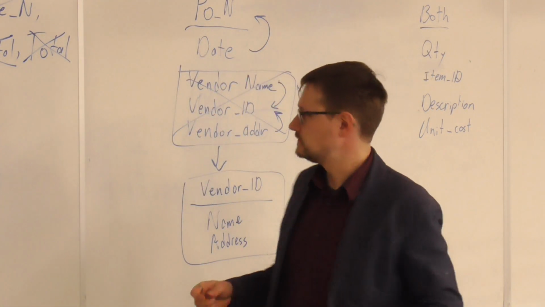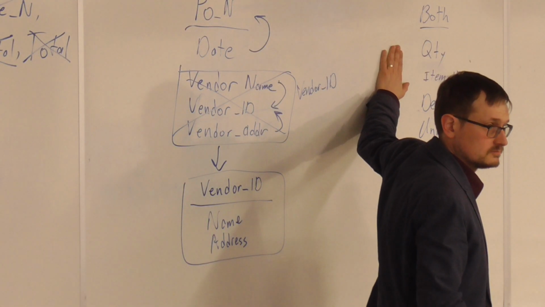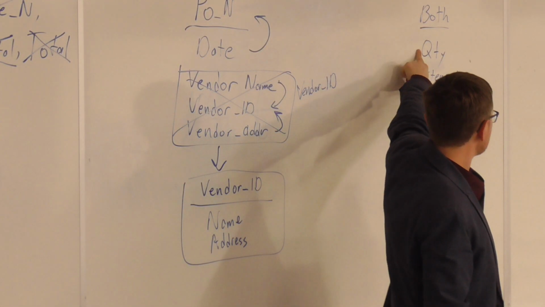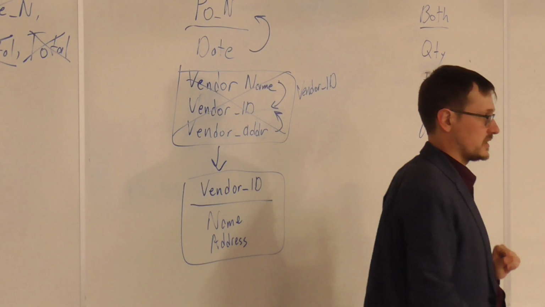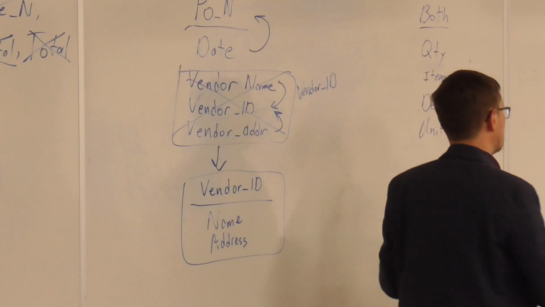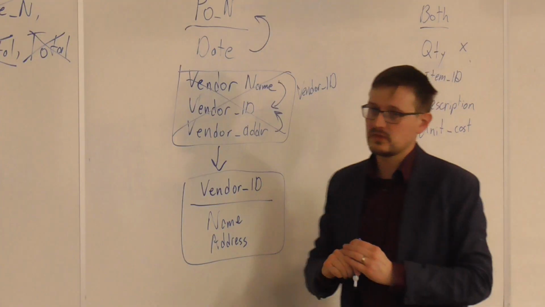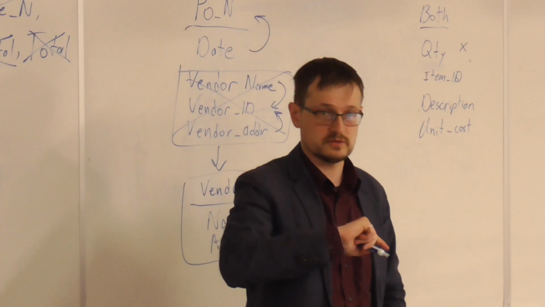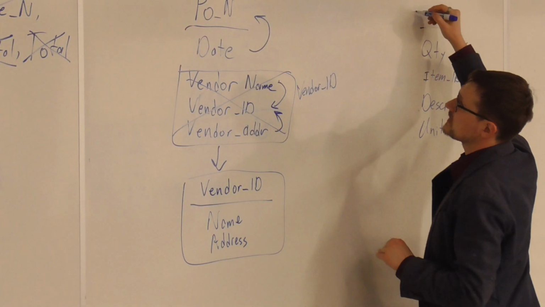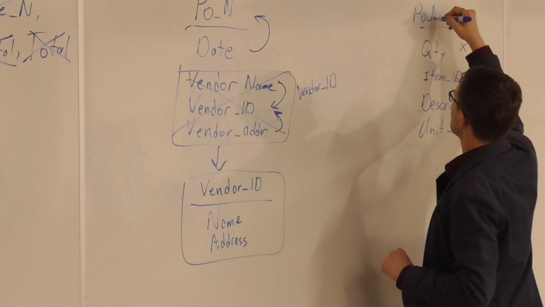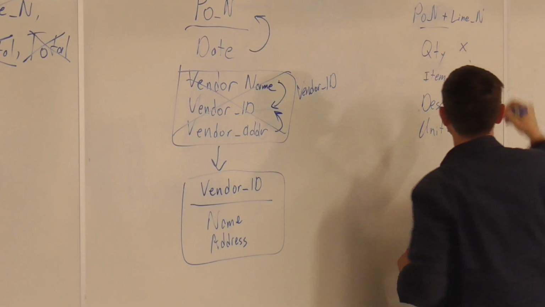All right. So, let's consider this table. Is quantity determined by item ID, description, or unit cost? No. Absolutely not. It is solely dependent on the primary key, the composite key for this table, right? In fact, let's just even say it. It's PO number and line number, just to make it explicit.